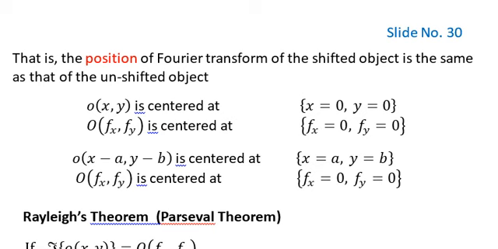Now the shifted object O at x minus a comma y minus b is centered at x is equal to a, y is equal to b, but its Fourier transform capital O at fx comma fy is centered at the same coordinate, that is fx is equal to 0 and fy is equal to 0. So the position of the Fourier transform will remain unshifted, the only difference is that for the shifted object its Fourier transform will be multiplied by some phase factor, which we have explained earlier.